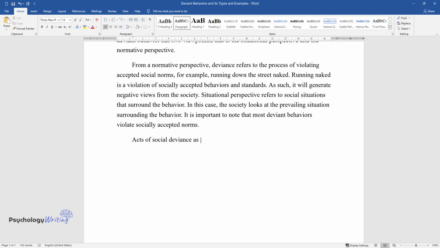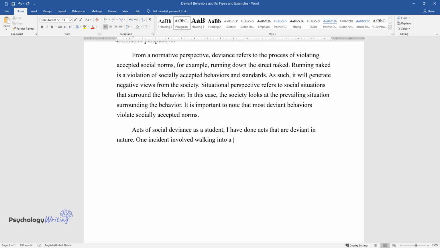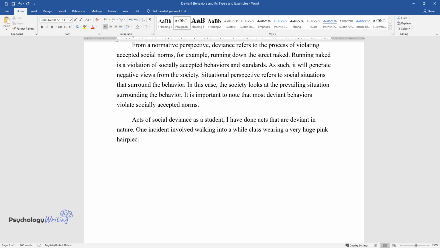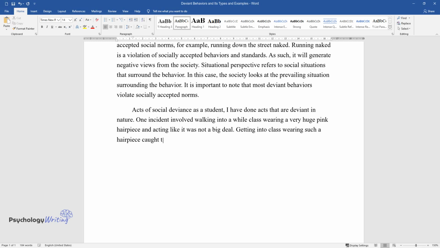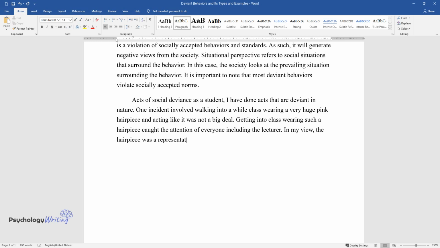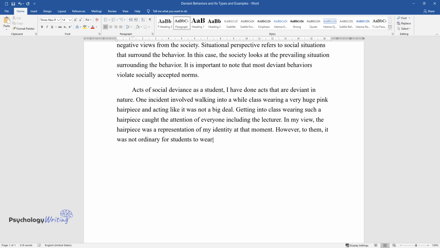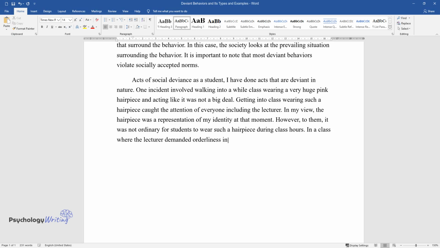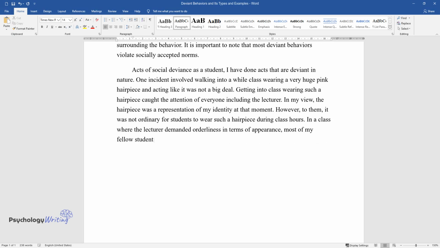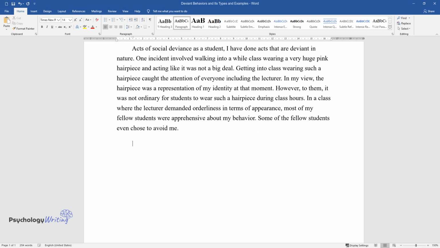Acts of social deviance. As a student, I have done acts that are deviant in nature. One incident involved walking into a class wearing a very huge pink hairpiece and acting like it was not a big deal. Getting into class wearing such a hairpiece caught the attention of everyone, including the lecturer. In my view, the hairpiece was a representation of my identity at that moment. However, to them, it was not ordinary for students to wear such a hairpiece during class hours. In a class where the lecturer demanded orderliness in terms of appearance, most of my fellow students were apprehensive about my behavior. Some of the fellow students even chose to avoid me.